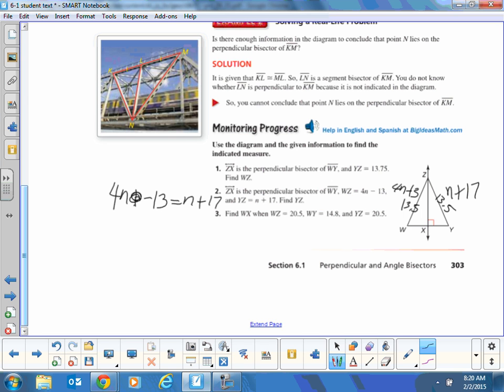Solve for n. 5n... equals 3n... Right? Yeah. Yep. So then plug n in. You got 10 and 17, so YZ must be 27.